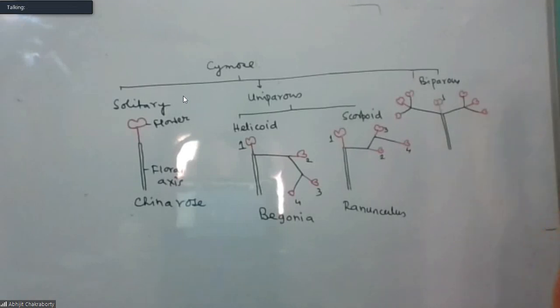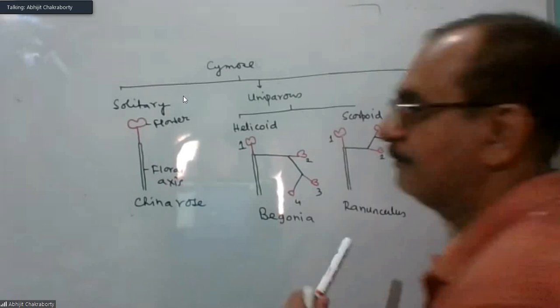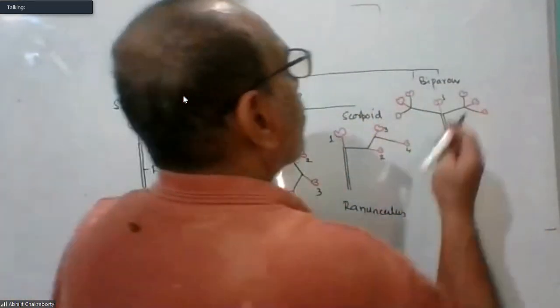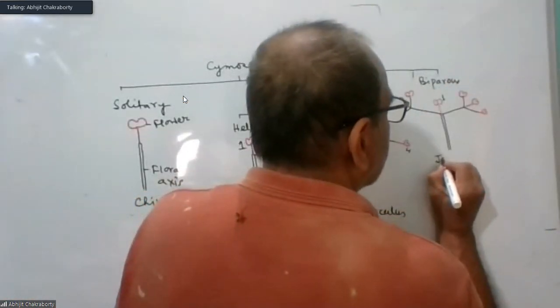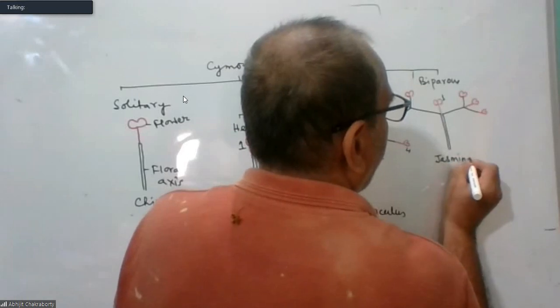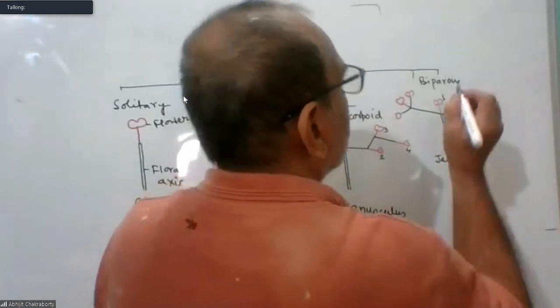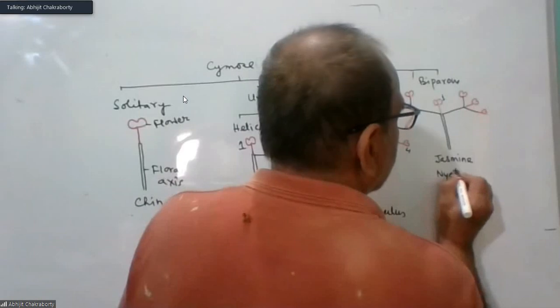Then multiparous is found in jasmine or Nyctanthes.